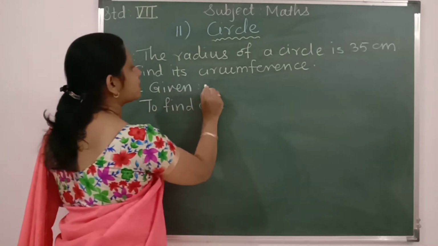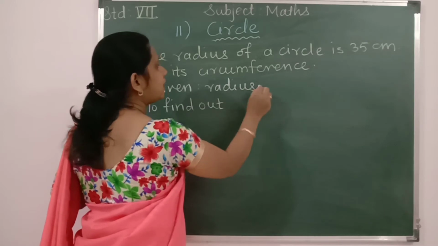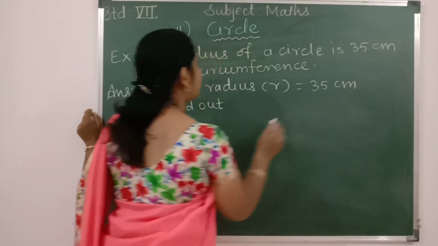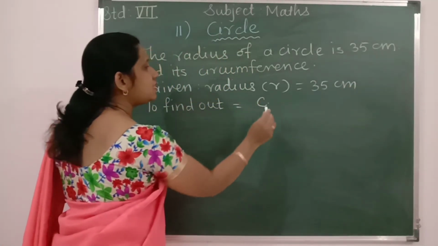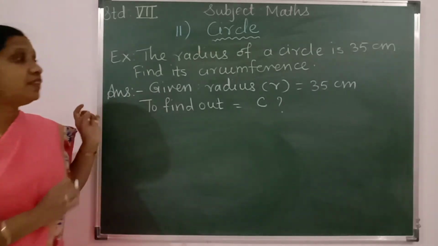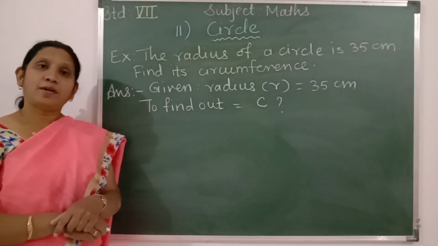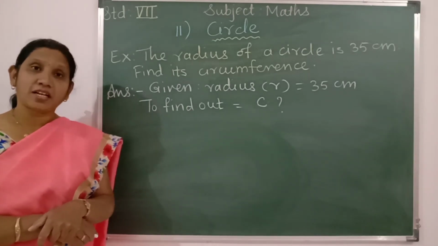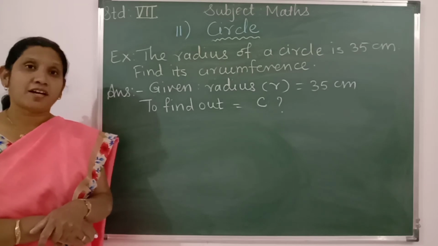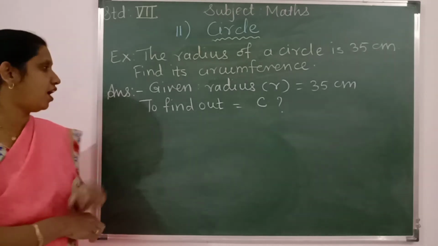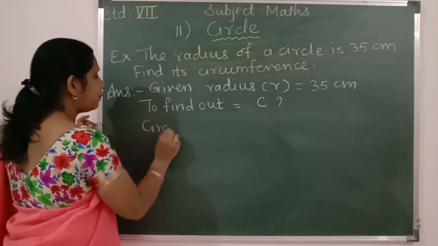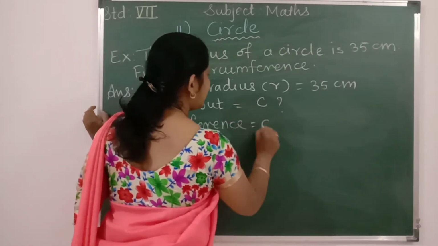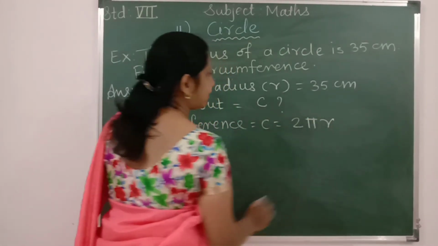What is given? Radius of a circle, which we denote by symbol R, 35 centimeter. What is to find out? Circumference C. Okay. Now, I have taught you the formula: when the radius is given, what is the formula to find out circumference? Yes, circumference is equal to 2 pi r. So let's write here circumference C is equal to 2 pi r. Alright.